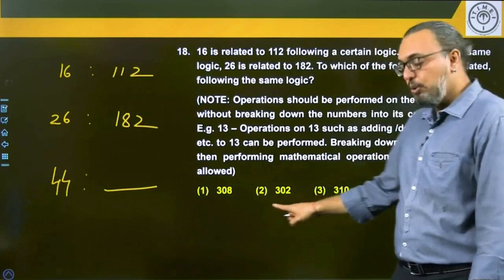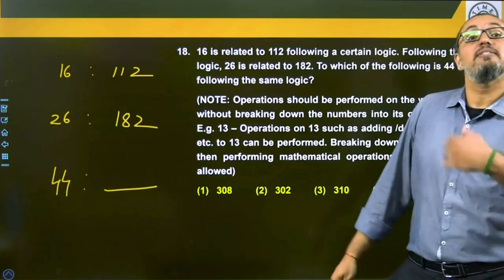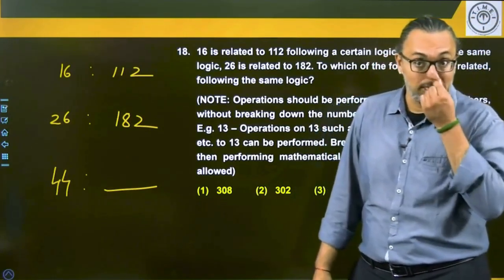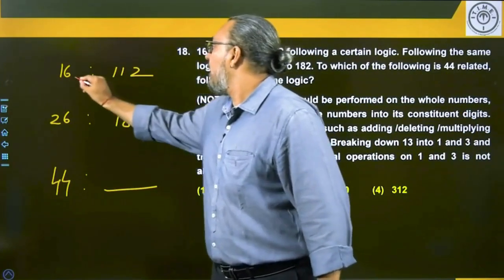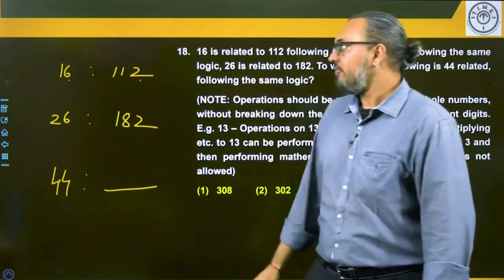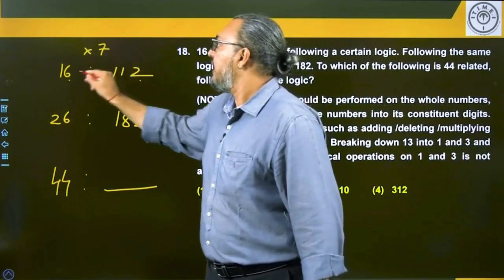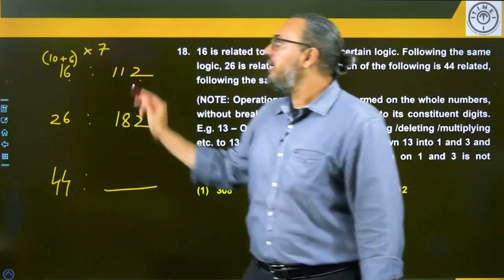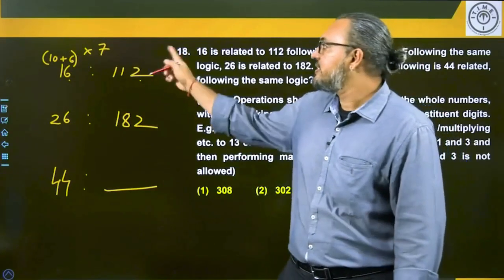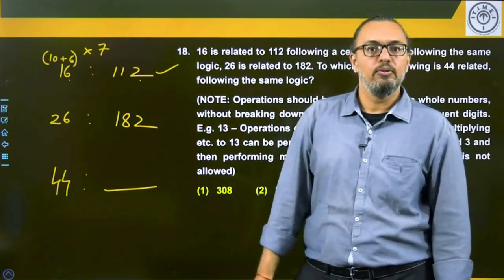Now, again if you look at the options, all are in the 300s, correct? So the first thing you look at is to try using multiplication and check. What multiplication can I use? See, you have a 6 here, you have a 2 here. So into 7, correct? If I split this as 10 plus 6, multiply 10 into 7, 70, 6 into 7, 42, 70 and 42, you have 112, correct?